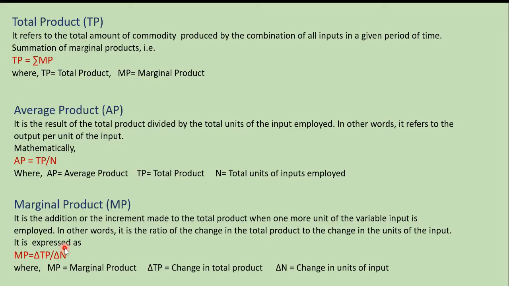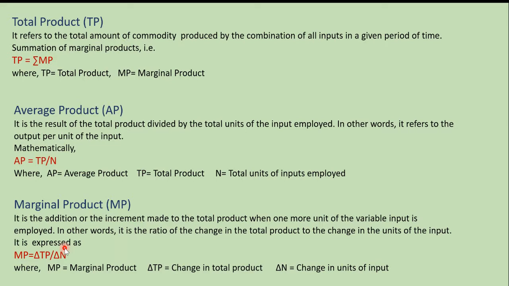So what has happened to the total product? First it was 10. Now it has become 18. The total product has increased to 18. But actually, one person is able to do 10. Then two people must be able to do 20.